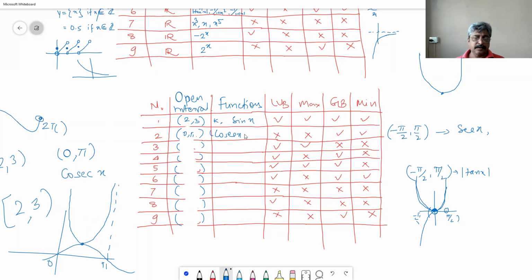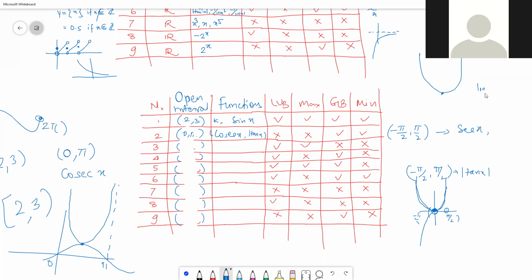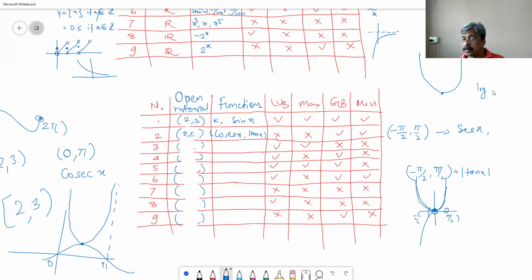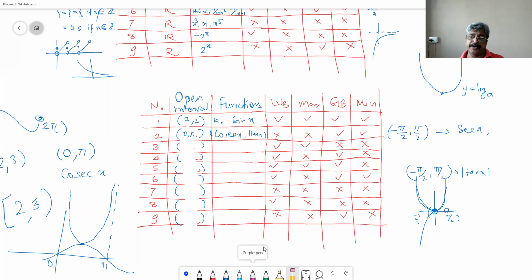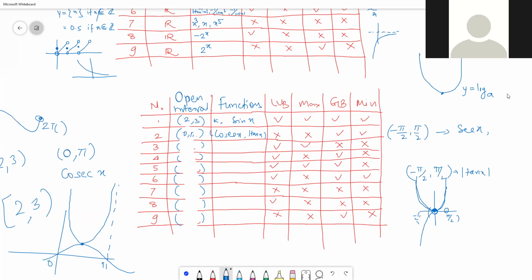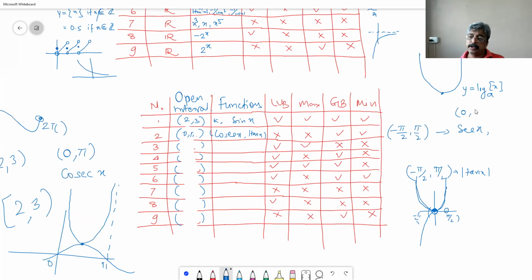Sir, I have written y is equal to log a greatest integer of x, where a is a constant. Sir, no, log to the base a. Yes. Greatest integer of x, and the interval x belongs to open interval 0, 2. But will it be continuous? Greatest integer is not continuous in this. Will it be continuous?